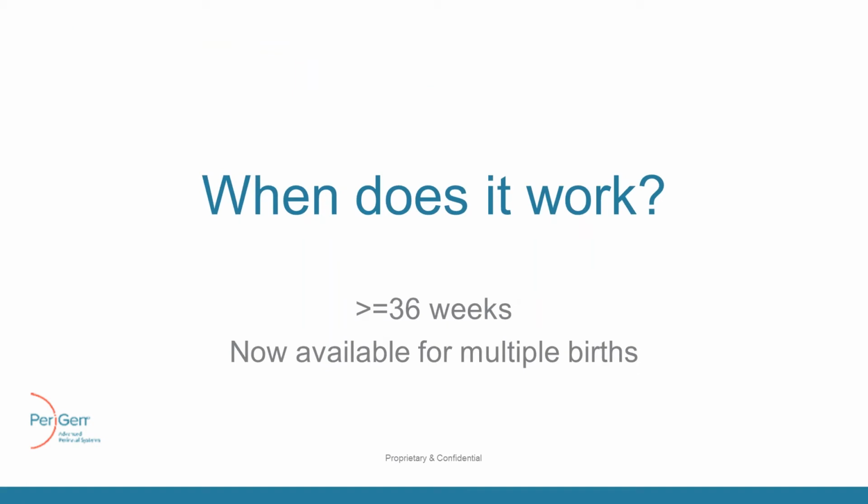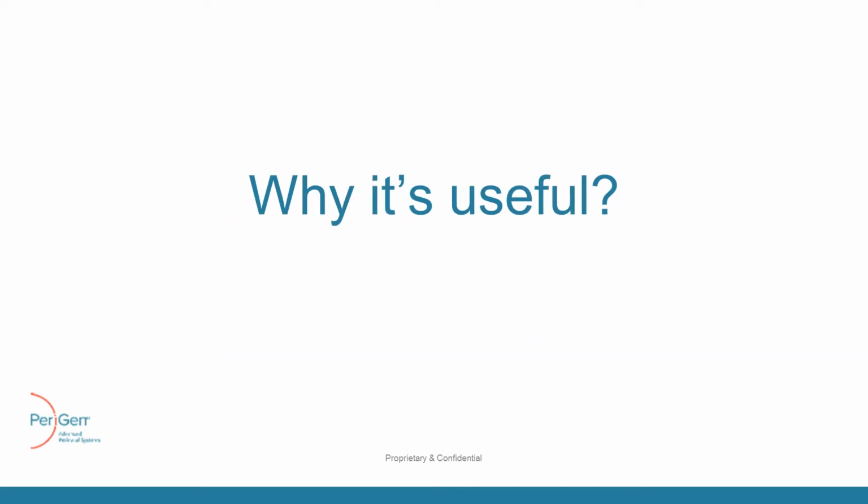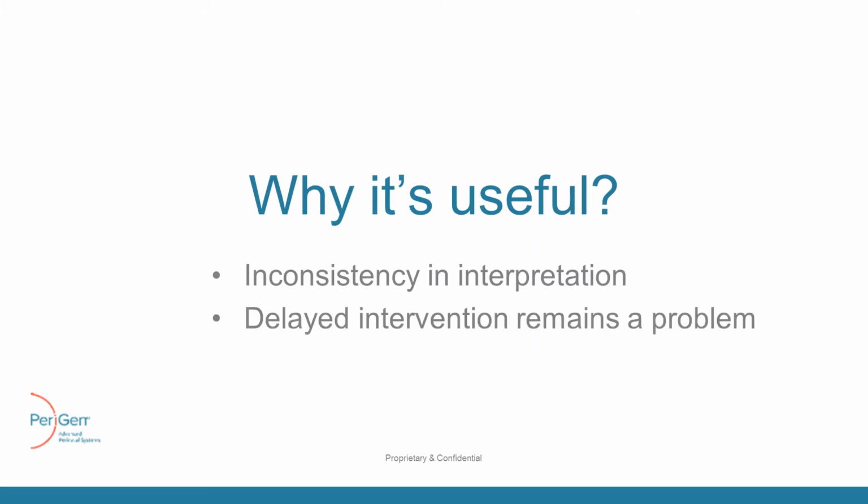When does it work? It works at gestational ages of 36 weeks and beyond, and it's now available for multiple births. Why is it useful? We know that there is inconsistency in human interpretation. Despite countless hours spent in training, inconsistency remains a major issue. When we look at babies born with birth-related injury, delayed recognition and intervention remain a problem. Not much has changed in that over the past several decades.